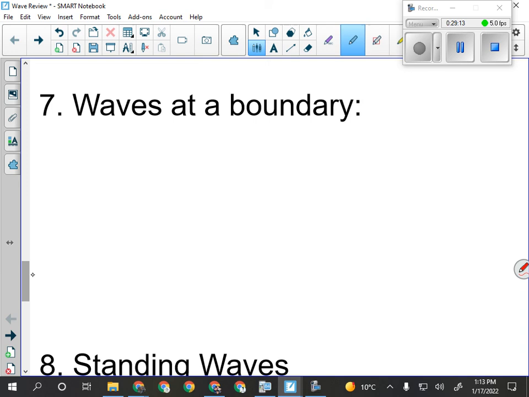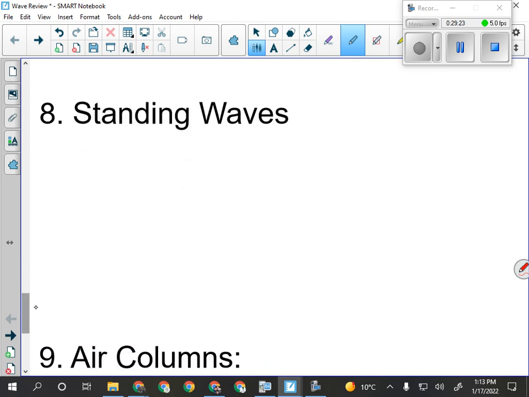Okay, so there's no problem solving to do with that. It's all diagrams and being able to discern what's more and less dense. All right, standing waves. These are air column questions. Okay, so you've got 2 kinds of air columns, open and closed.